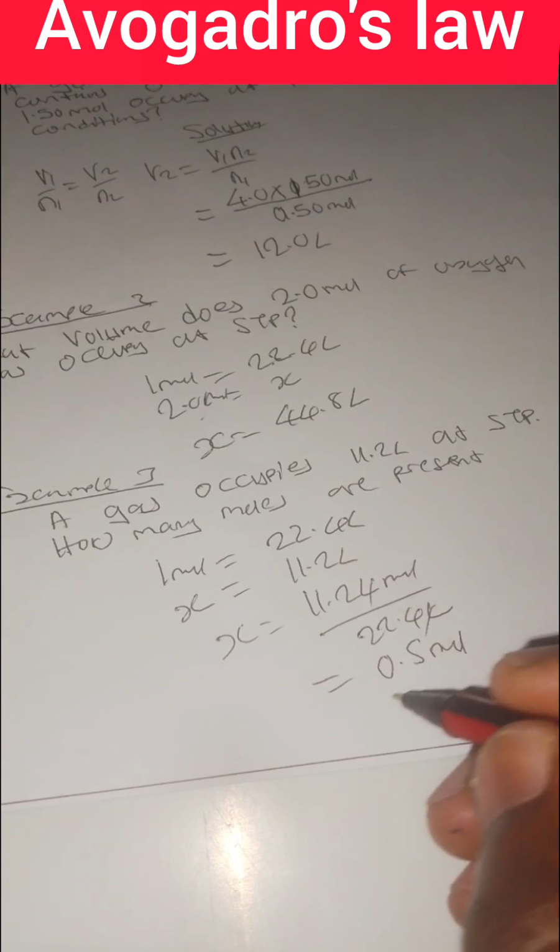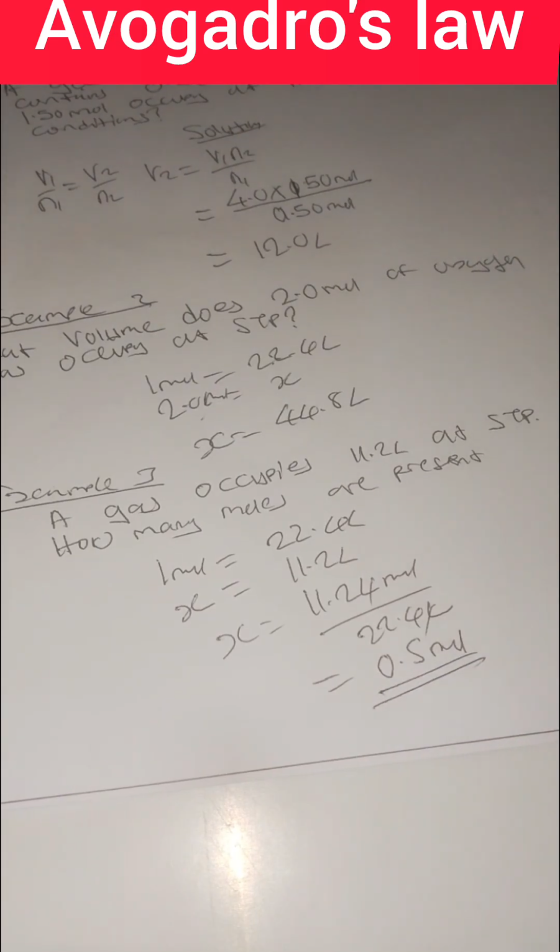That is how we find the number of moles given the volume, or how we find the volume given the number of moles, by just using the fact that 1 mole of any ideal gas occupies 22.4 liters.